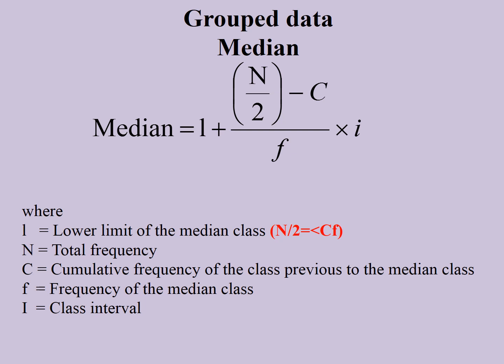The class for which total frequency divided by 2 is less than or equal to the cumulative frequency. I will make you understand with the help of an example. Just note this down. So L plus n by 2, n meaning total frequency, divided by 2, minus C. C stands for the cumulative frequency of the class previous to the median class, divided by f, that is the frequency of the median class, into i, that is the class interval.